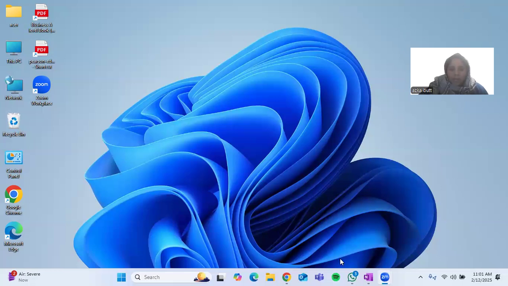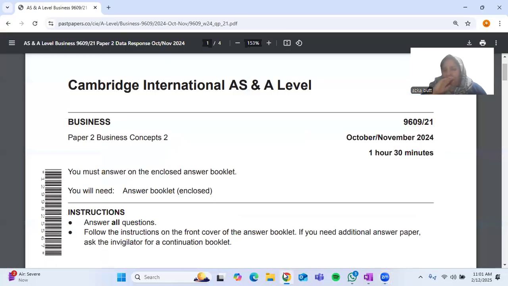Okay, so now let's start the paper. As you can see, this is our business paper two. This is AS level business, and this paper is about the business concepts. We have 1 hour, 30 minutes to solve the whole paper, and we have two case studies here to solve.